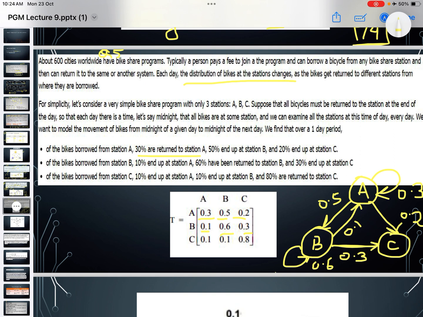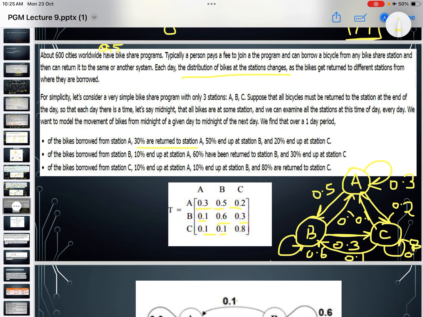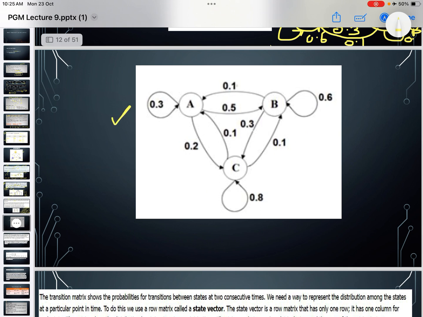Of the bikes borrowed from station C, 10% end up at station A. So C to A is 0.1. 10% end up at station B. So C to B is also 0.1. And 80% are returned to C. So C to C is 0.8. So this way is your transition diagram and transition matrix. So this is your transition diagram.